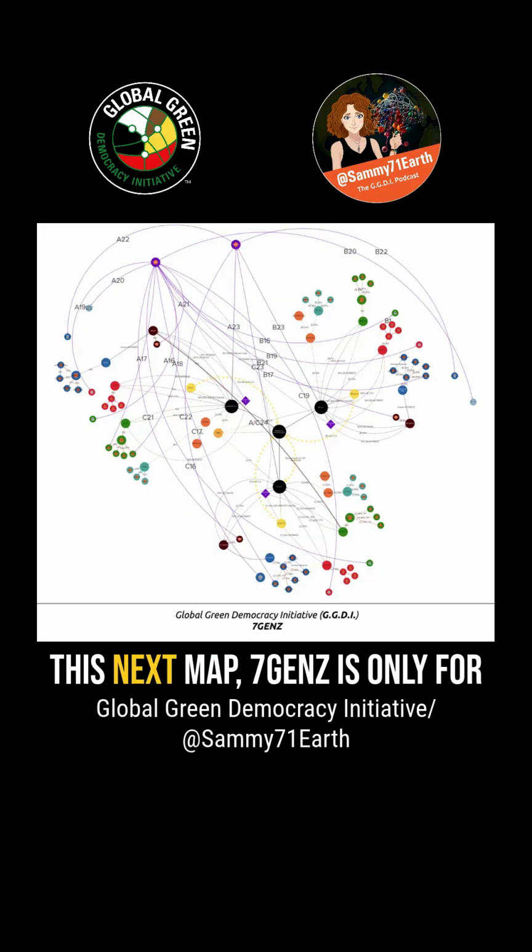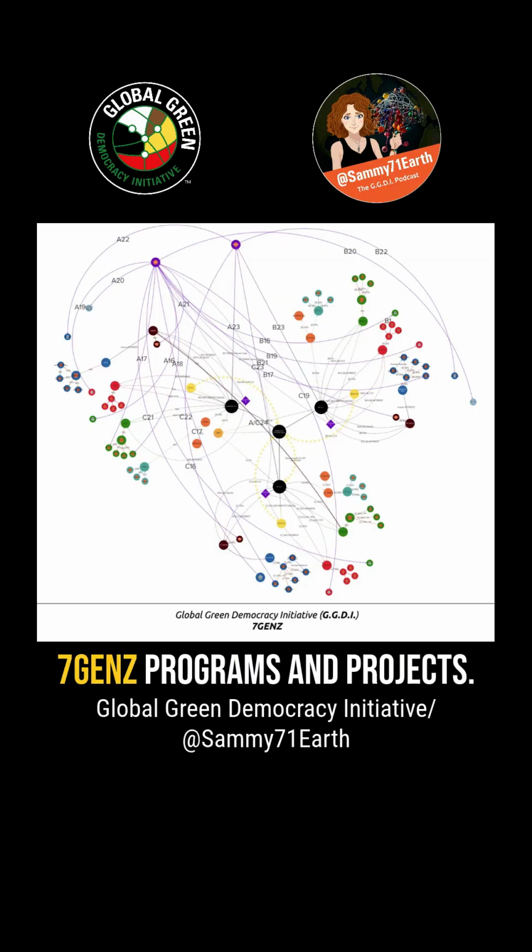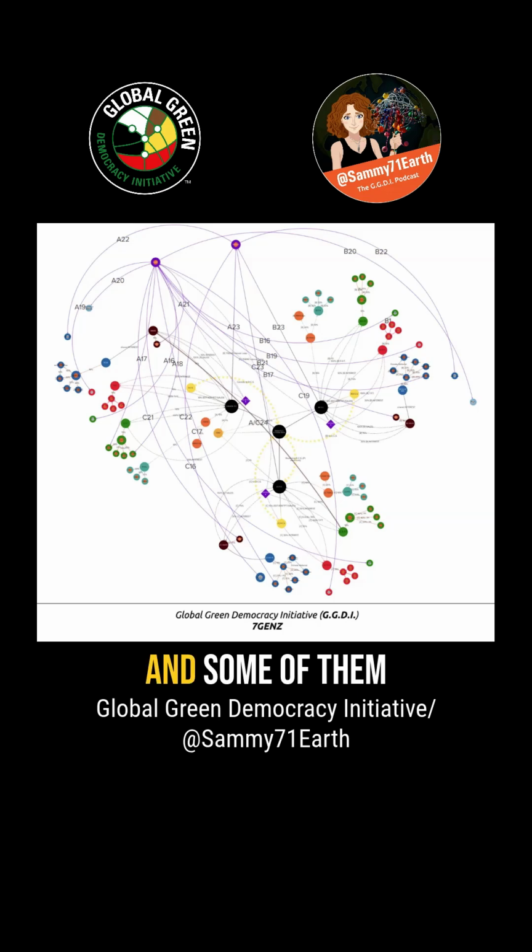This next map, 7 Gens, is only for 7 Gens programs and projects, and some of them are connected with the GGDI programs. So you need to understand that the whole system is attached to each other. That way, we have enough people making the system accountable to everyone, not just a few making irresponsible decisions.